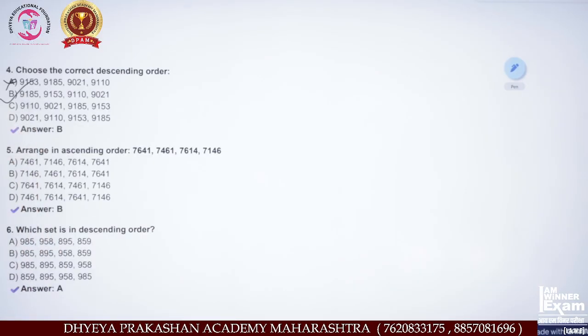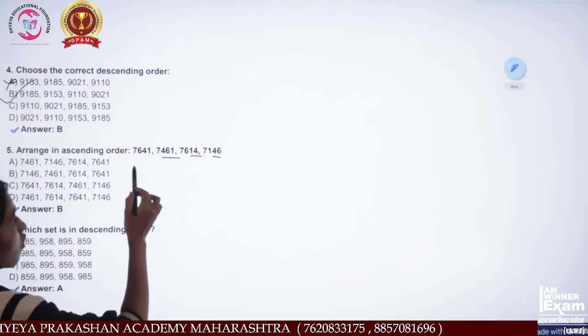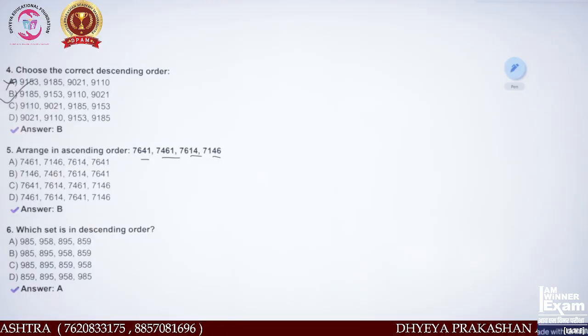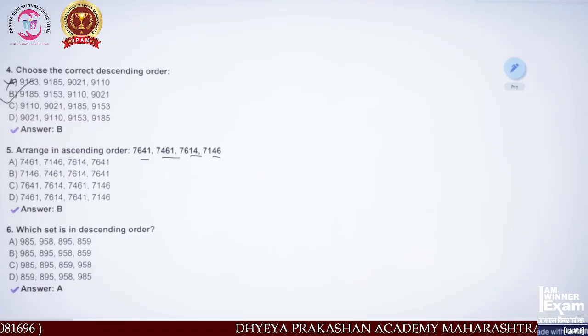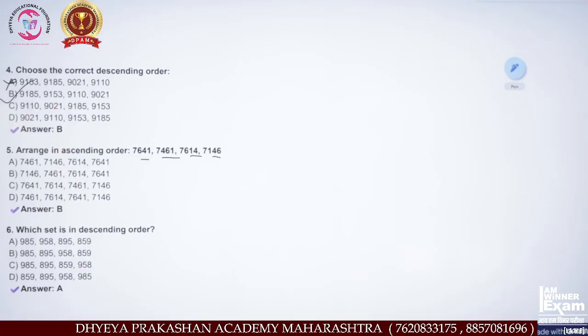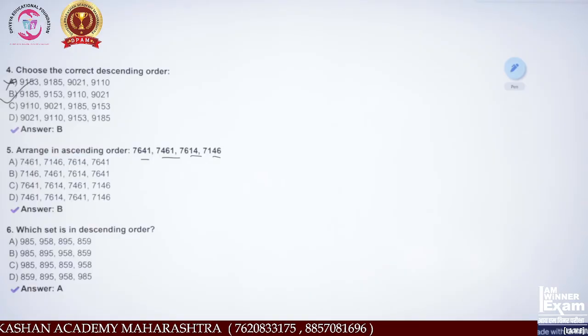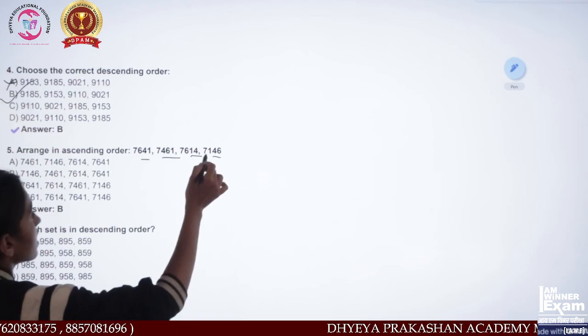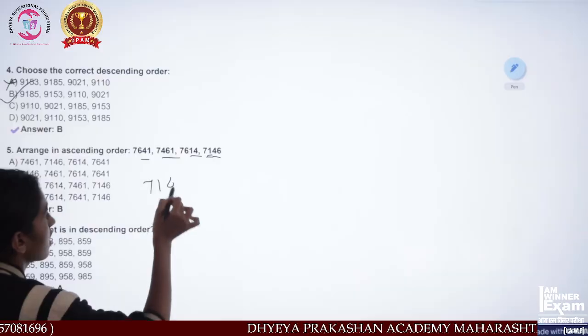Arrange in ascending order these 4 numbers. First of all, find out the number which is smallest. First, you compare the first digit. All digits are the same, 7. Let's move on to the next digit of each number. As you can clearly see, only the last number is 1. That means this number comes first.